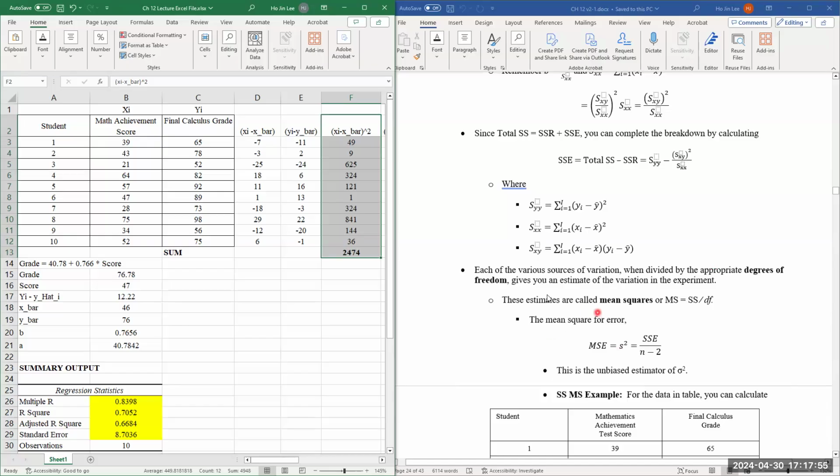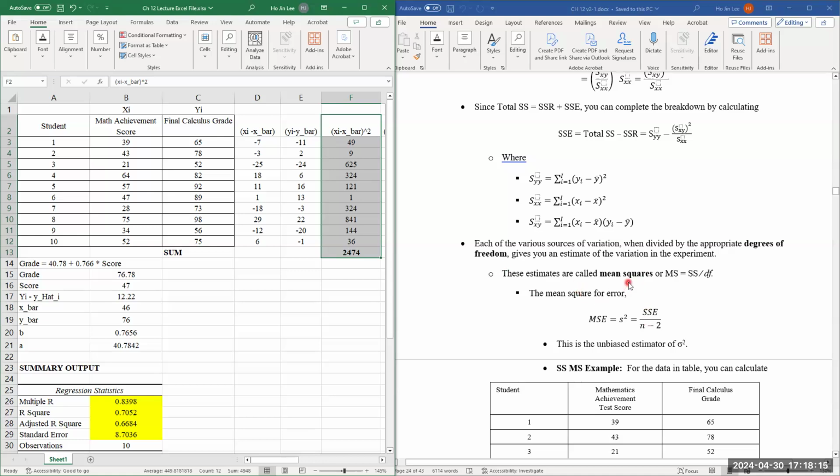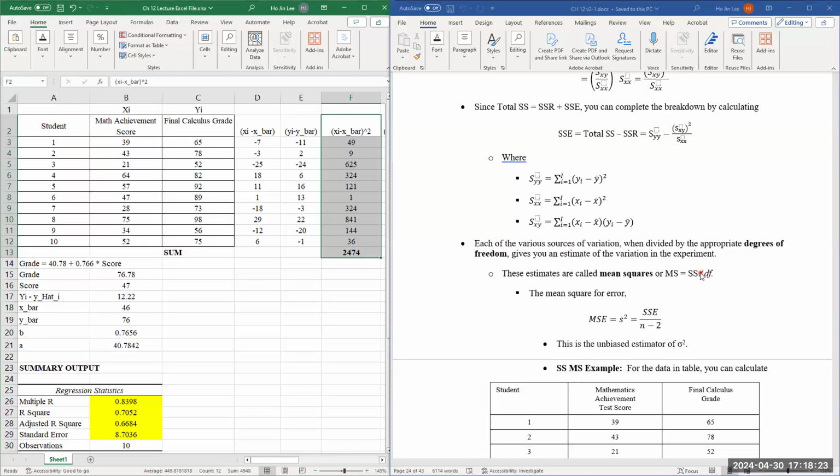All right. Now, each of the various sources of variation, when divided by the appropriate degrees of freedom, gives you an estimate of the variation in the experiment. The important one that you need to know from what I just said is the mean squared, or MS, which is the SS divided by degrees of freedom. Mean square is SS divided by degrees of freedom.